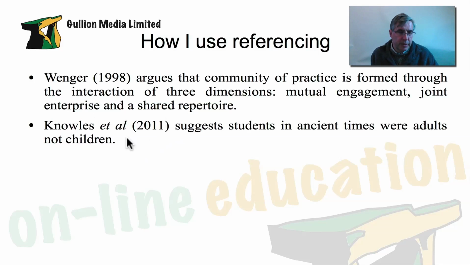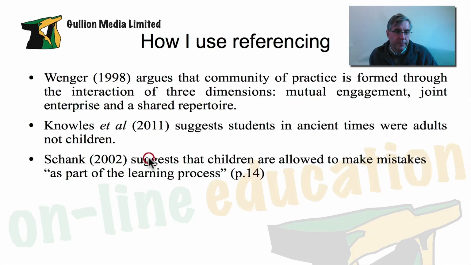In this next one, it's a similar sort of case. Knowles et al. 2011 suggests students in ancient times were adults, not children. It's not a direct quote. It's just a reference to where I got the ideas from. Now, the et al. means that there was more than one author for this particular text. Probably too long to actually have maybe about three or four people's names. So you shorten it down to the first mentioned author of the text, and then add et al. to the end of that in italics.